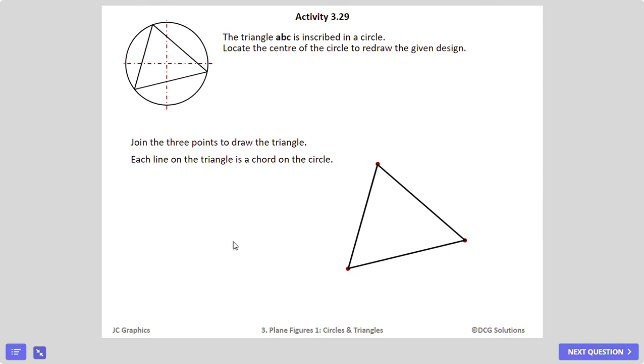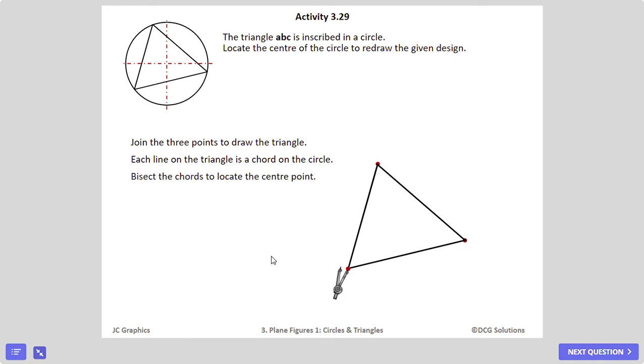So we're basically going to redo what we did in activity 3.28 for 2 chords. So for this question here, the example they've used is this chord here and this chord here. You don't need the third chord. If you want, you can. You get the same result as well.